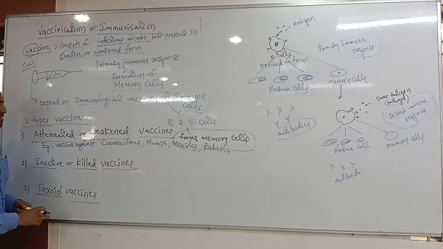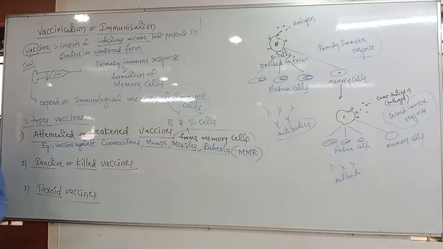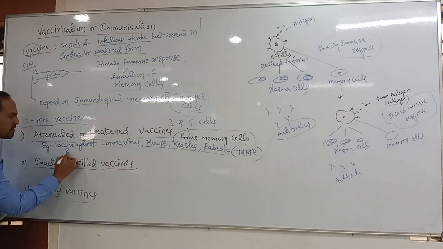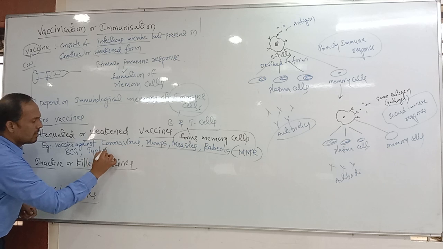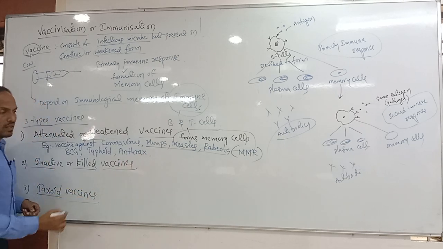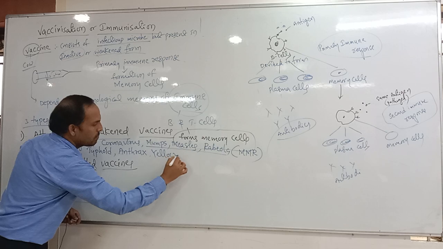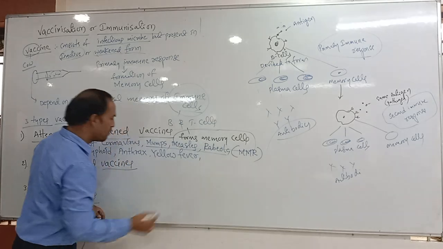These three together are called the MMR vaccine: measles, mumps, rubella. The MMR vaccine is attenuated or weakened. Even the BCG vaccine is one type of attenuated vaccine. Yes, the anthrax vaccine and typhoid vaccine also, and yellow fever. Even smallpox also.